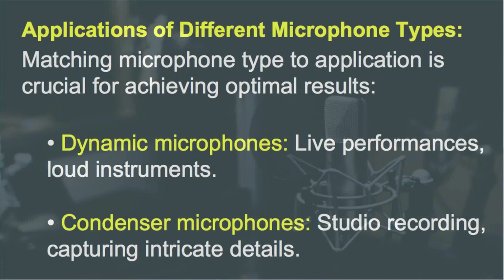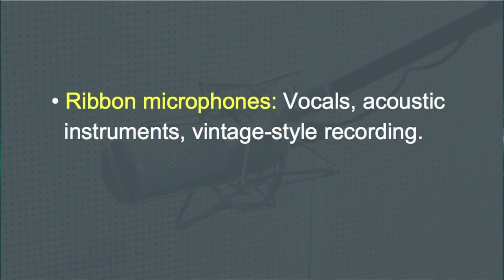Condenser microphones are used for studio recording, capturing intricate details, and ribbon microphones are used for vocals, acoustic instruments, vintage style recording, etc. Understanding microphone types and polar patterns empowers you to make informed choices when selecting the right microphone for the specific recording needs.